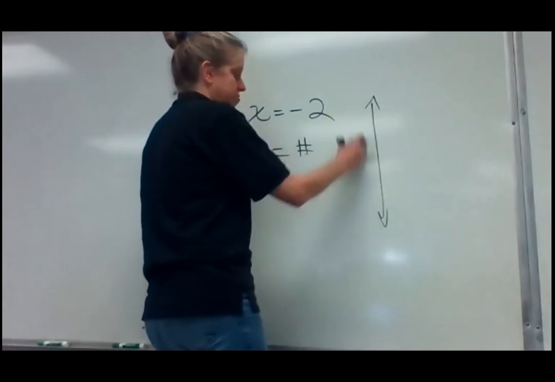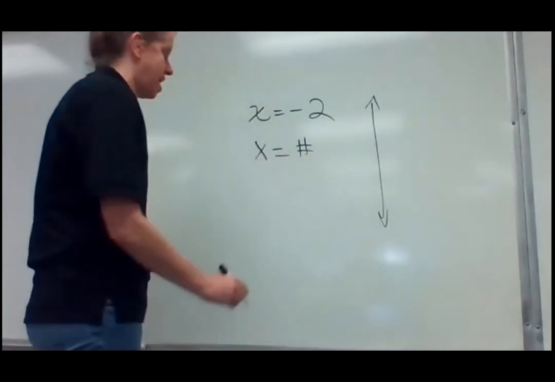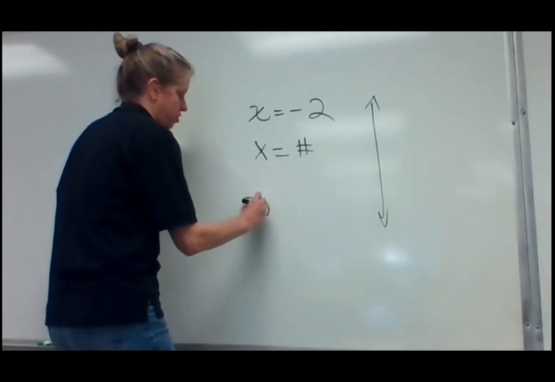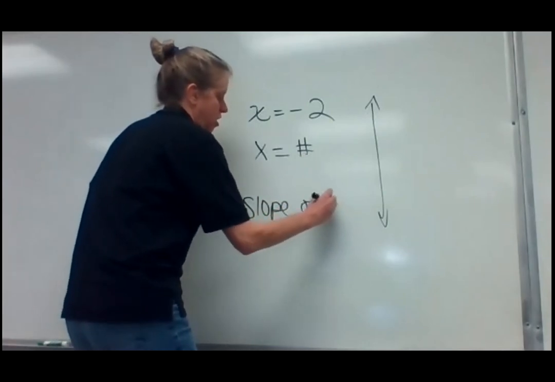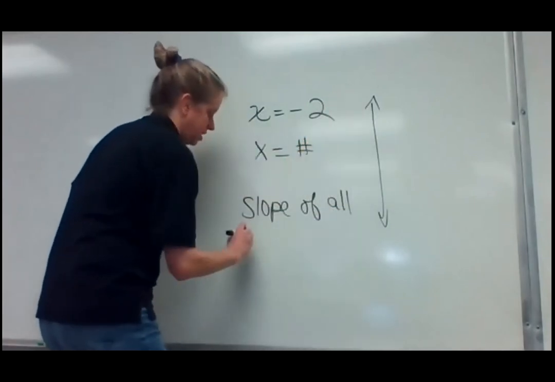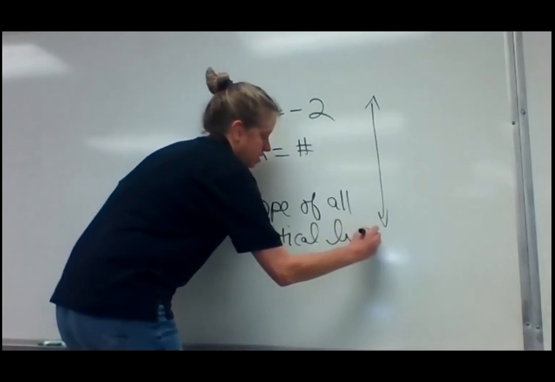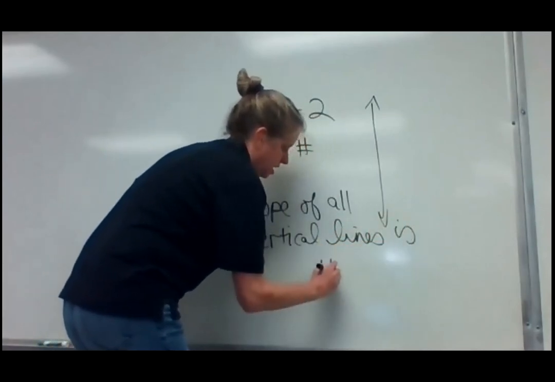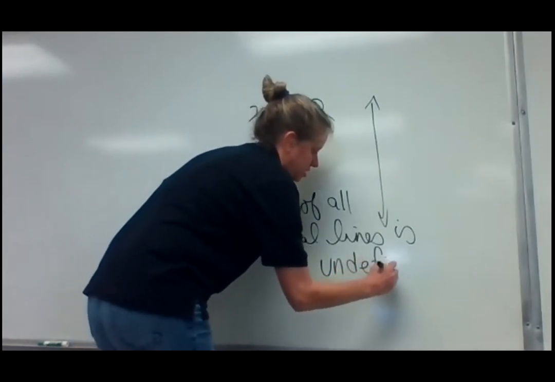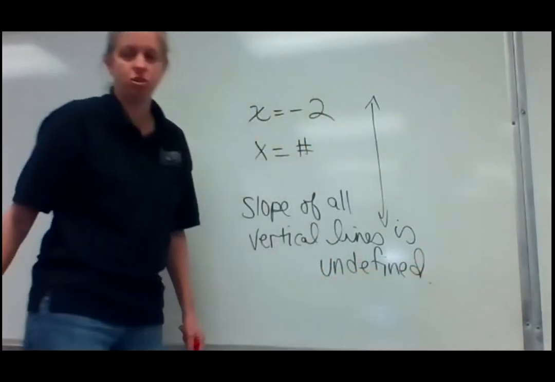So if I want to name the slope of the vertical line, what is the slope of all vertical lines? Slope of all lines that look like that is undefined. That's the one that is the undefined slope, the vertical lines.